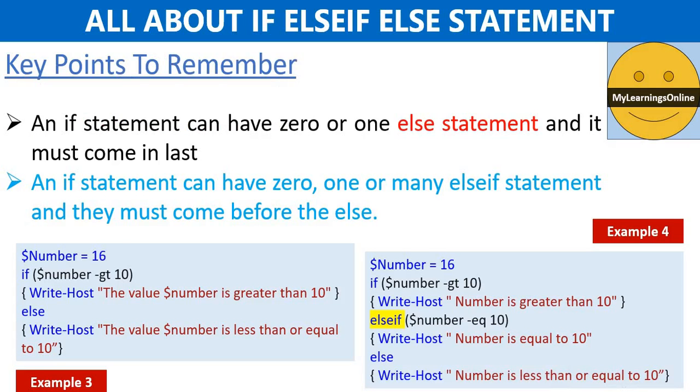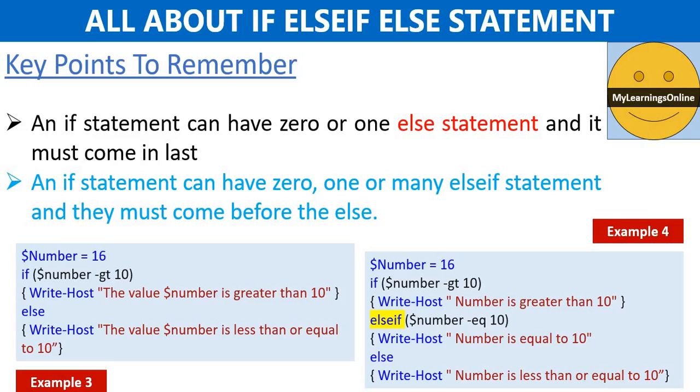An if statement can have 0, 1 or many else if statements, and they must come before the else statement. We can use multiple else if statements to make a chain of conditional tests so that each test is run only if all the previous tests are false. If you need to create an if statement that contains many else if statements, it is better to use the switch statement instead.